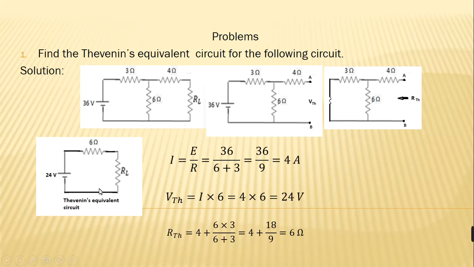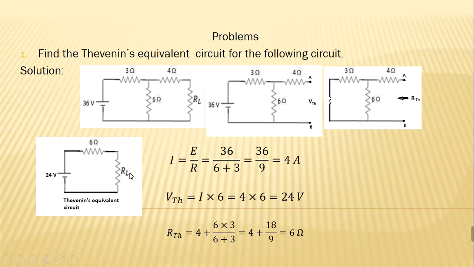Now you have to draw the equivalent circuit consisting of Thevenin voltage in series with the Thevenin resistance. Thevenin voltage, how much have we got? 24 volts. So in place of Thevenin voltage, you write 24 volts. And Thevenin resistance is 6 ohms. So you just connect a 6 ohm resistance in series with the Thevenin voltage.